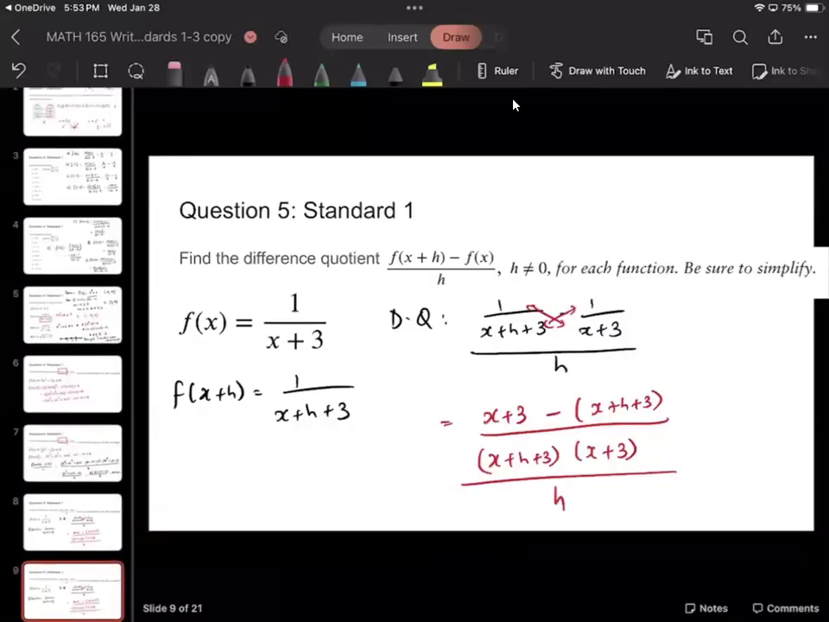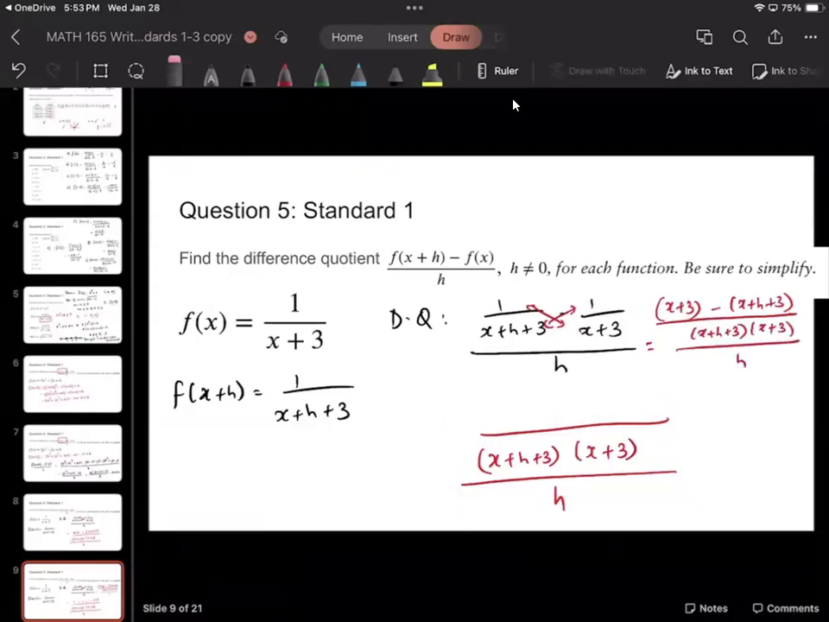Okay, so let's see how to simplify this, right? So when I simplify this, what is going to happen is, so this is what I have. Okay, so we have all of this. Now we have to simplify. So how am I going to do it? I'm going to do the numerator first.